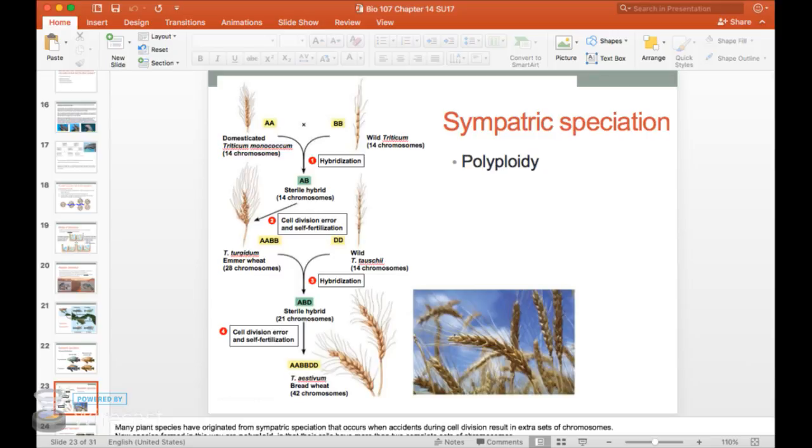So this is one of the examples in that plants can sometimes double the number of chromosomes they have, sometimes on multiple occasions, and that will make them turn into a different species than what we started with. Because up here we have 14 chromosomes, and down here we have 42 chromosomes. Very different species. Okay. So that's the example that we went over with polyploidy.